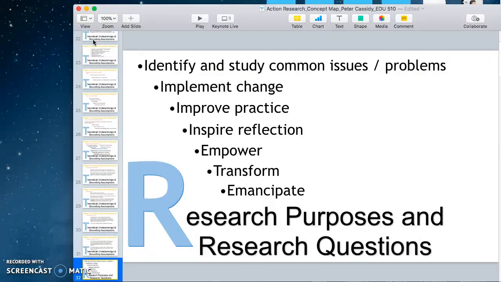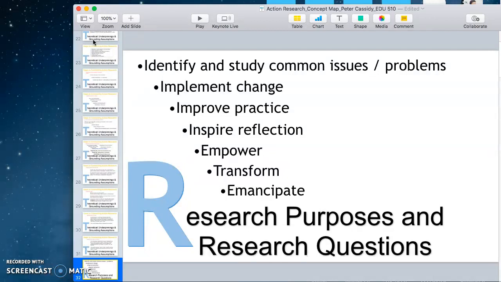All right, the purposes for research, action research, this type of design. Obviously, it's really good for teachers to use. You can identify and study common issues in your classrooms. Maybe there are 3 grade 2 classrooms, and you're all experiencing a similar issue. So you can get together, collaborate, and go through this action research process to solve the problem.